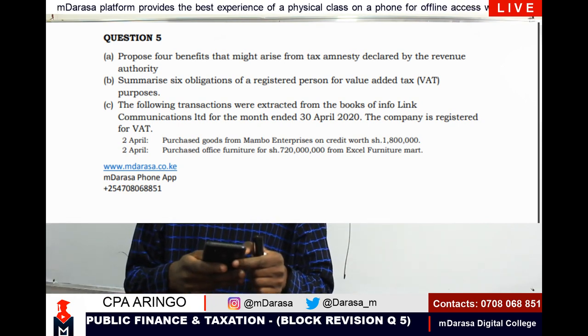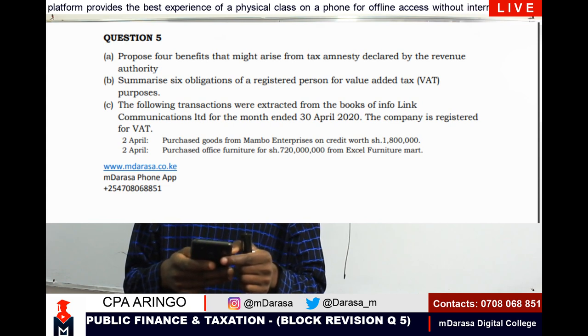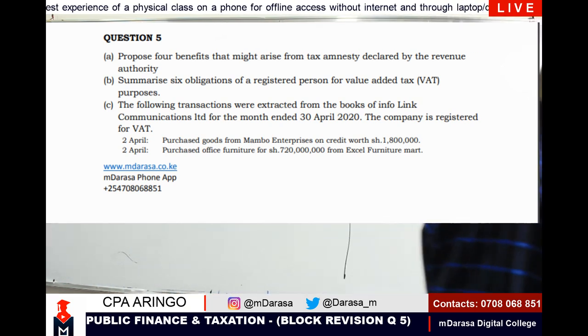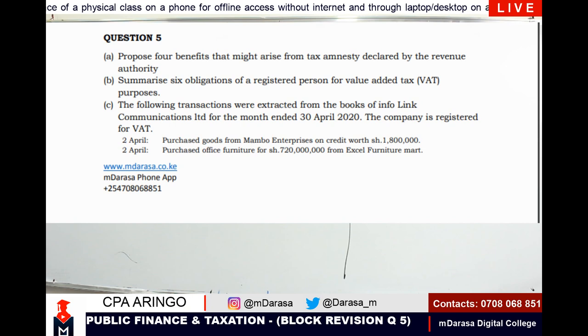Anytime you are talking of rights and obligations of taxpayers when it comes to VAT, what must we always have in mind? So that should bring us to the aspect to do with rights and obligations of taxpayers. So amongst the first obligations that you can talk about, you'll find that a taxpayer is obliged to do what? A taxpayer is obliged to pay for his VAT.